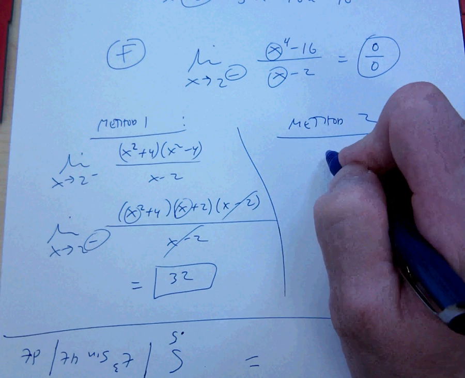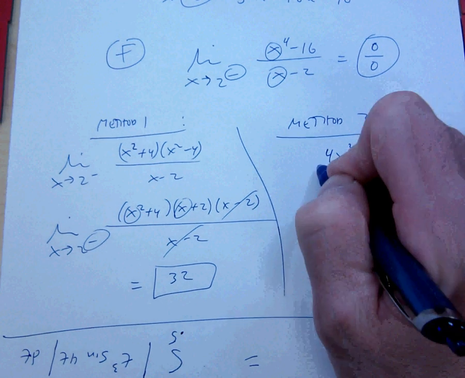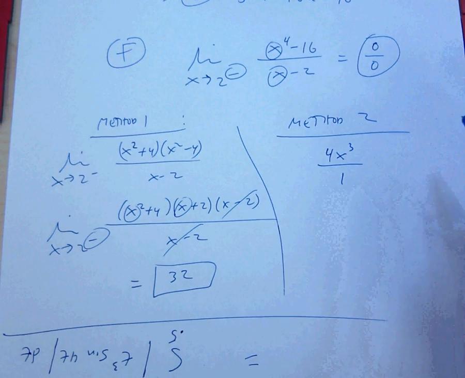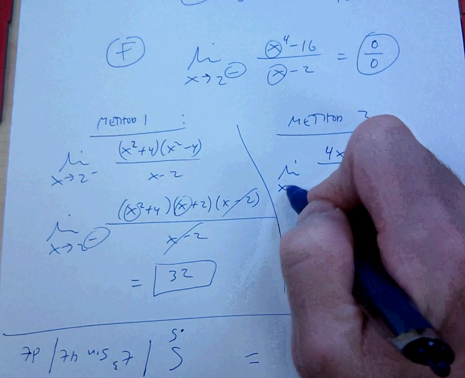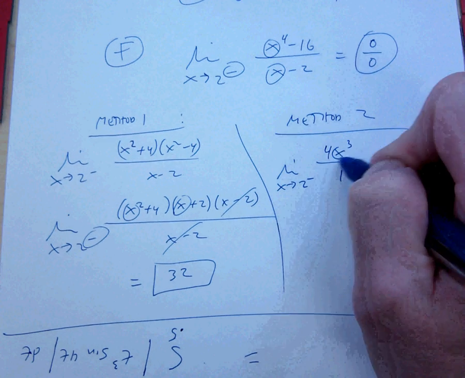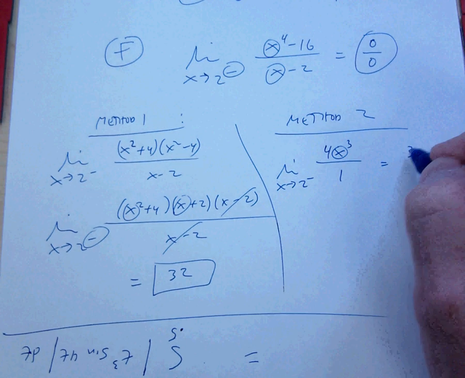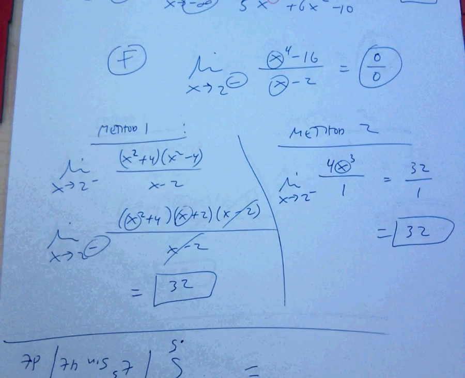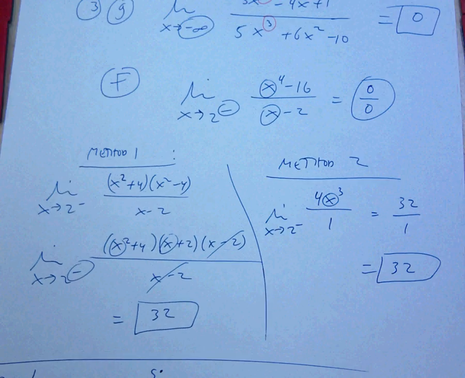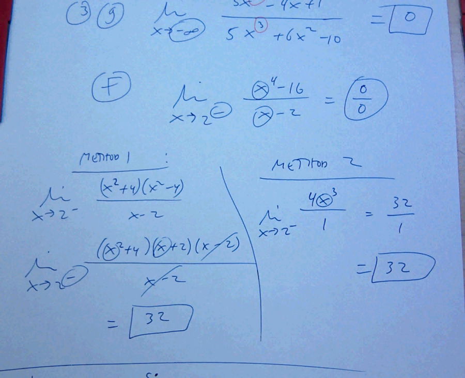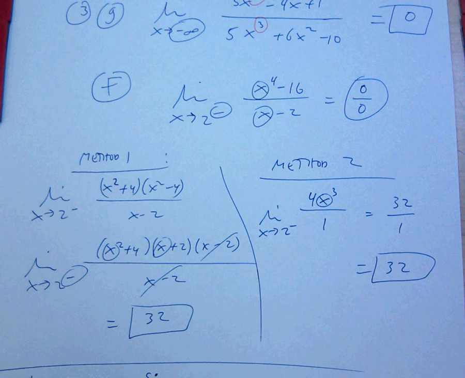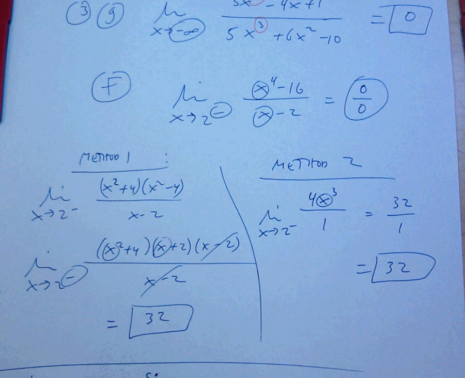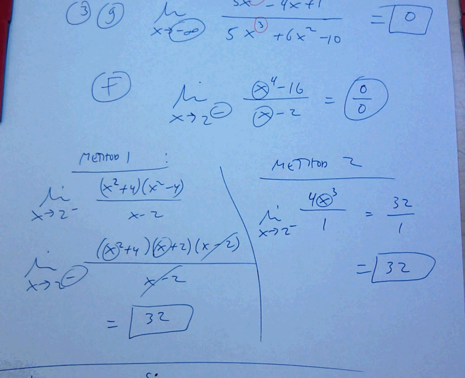Okay, the other way is L'Hôpital's rule. If you take the derivative, you get this, don't you? Yes? And then if you try substitution again by putting a 2 there, what do you get? 32 over 1, which is 32. So it's up to you which method you want to use to finish that. Does that make sense, guys? Yes? You feel better now about limits? Got a good handle on them now?